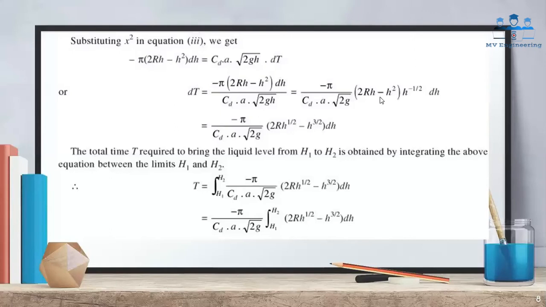Now multiplying with h raised to minus 1 by 2 inside the bracket, we have minus pi by Cd a root 2g into 2Rh into h raised to minus 1 by 2.